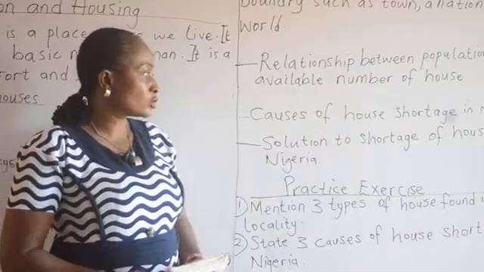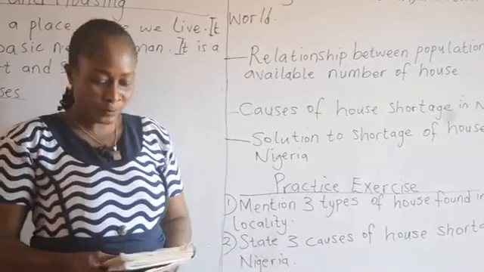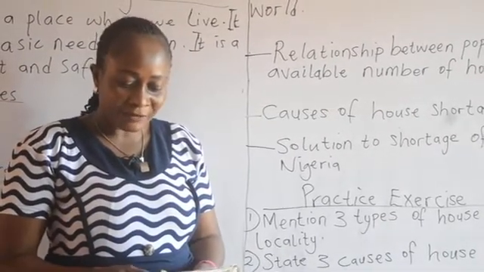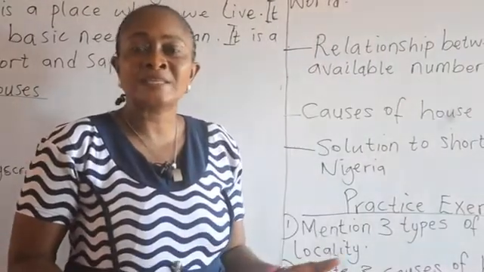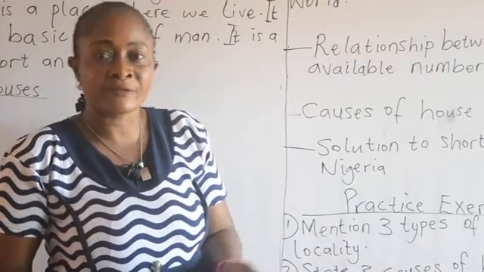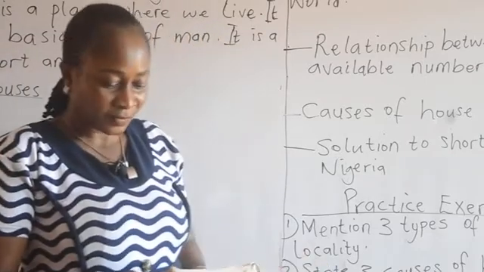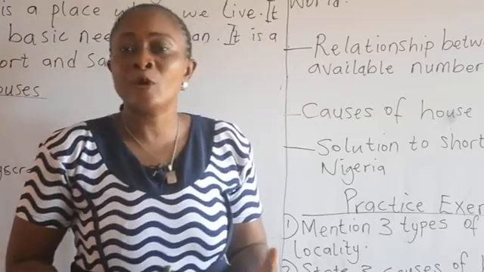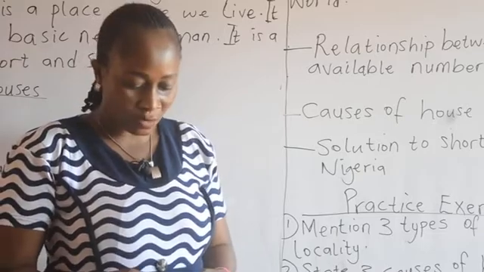There are many solutions to shortage of houses in Nigeria. I take them again. Number one, people should economize their money so that they can have enough money to build their own houses. Instead of spending on clothes, food, and other things, you should save and build your own house. Then government should reduce the prices of building materials so as to enable individuals to afford them, buy them, and then build their own houses.